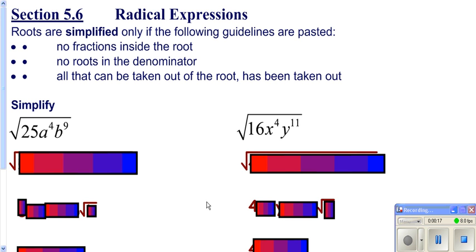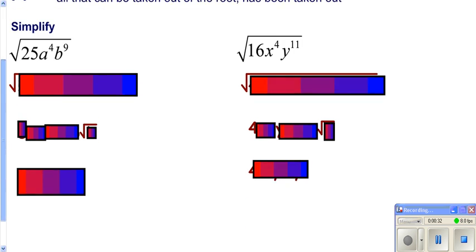Well, when you're simplifying roots, you want to make sure you don't leave any roots in the denominator. You don't want to leave any fractions inside of a root, and anything that can be taken out of your root, you want to be taken out. Well, let's go ahead and look at this.